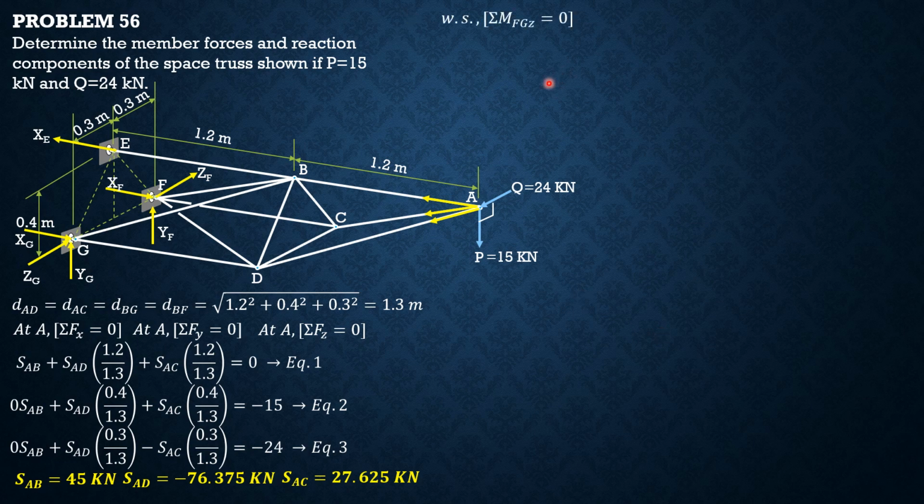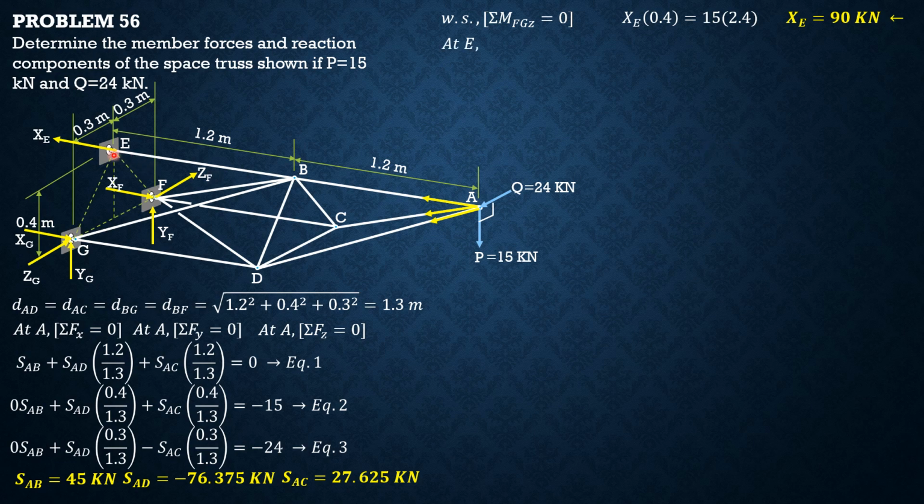Then, considering the whole system, summation of moments about FGZ equals 0. By the right thumb rule, that's the positive sense of moment, to solve for X sub E. So X sub E times 0.4, everything else will drop out, equals 15 times 2.4. So X sub E is 90 kilonewtons in the negative direction. That's the X component reaction at E.